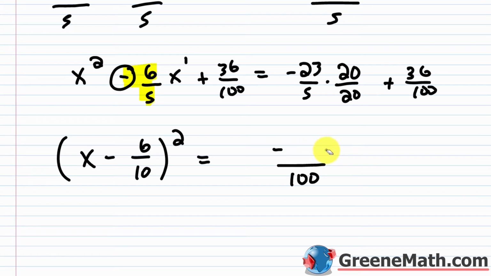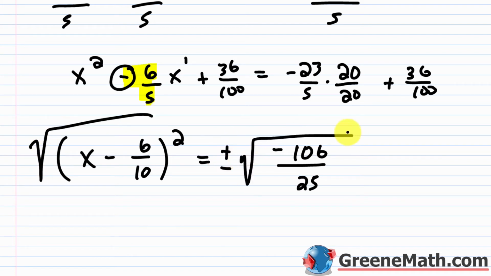So go ahead and write this as negative 106. And then 100 divided by 4 is 25. Now 25 is 5 times 5. 106 is not divisible by 5, so there's nothing else you can do there. So what I'm going to do is solve this with my square root property. Plus or minus square root over here.